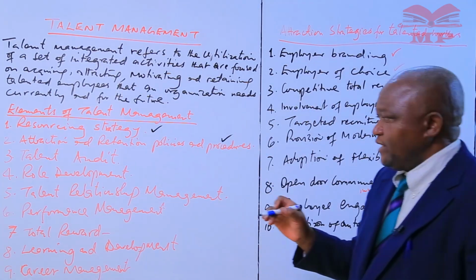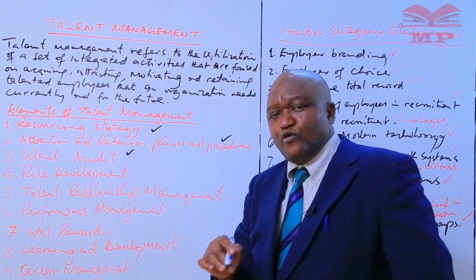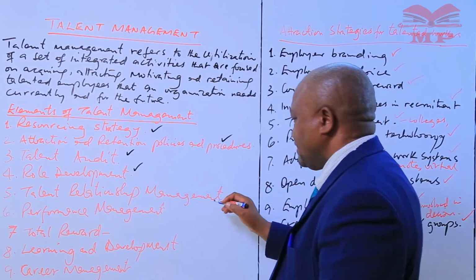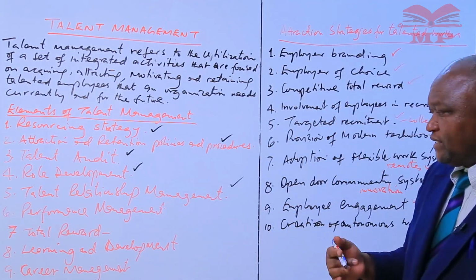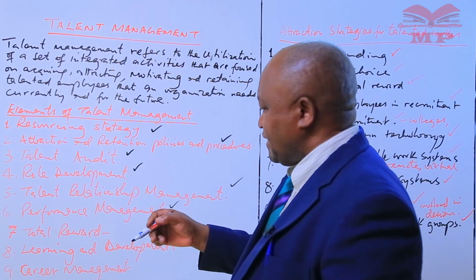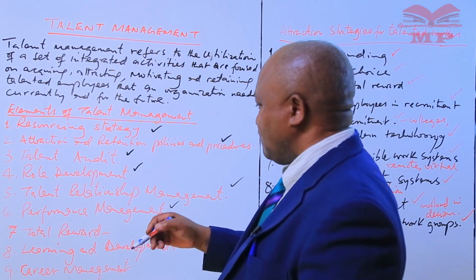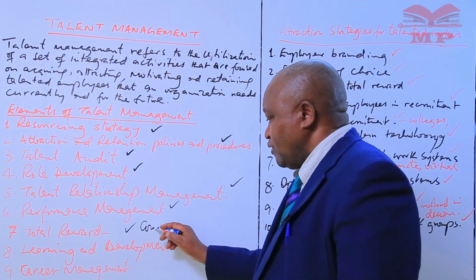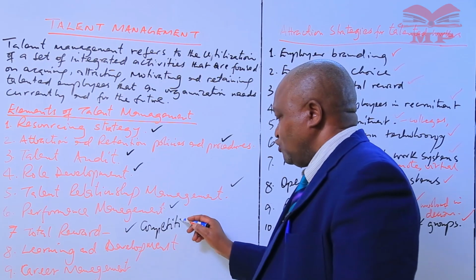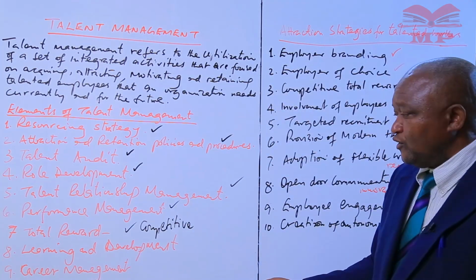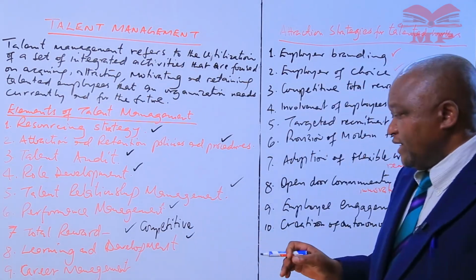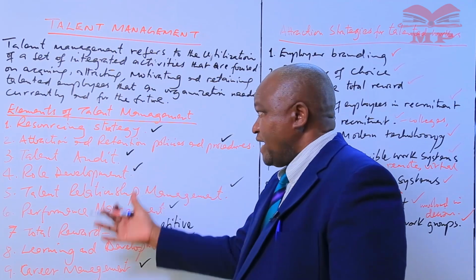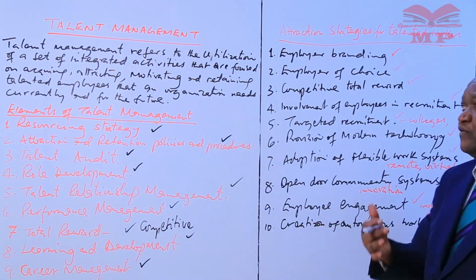Number 3, talent audit. Number 4, role development, where it's clarified. Number 5, talent relationship management. Number 6, performance management. Number 7, element of talent management is the total reward, which we have said should be competitive to be able to attract the best in the market and so on. Then number 8, learning and development opportunities. And number 9, career management. So these 9 are among the elements of talent management.